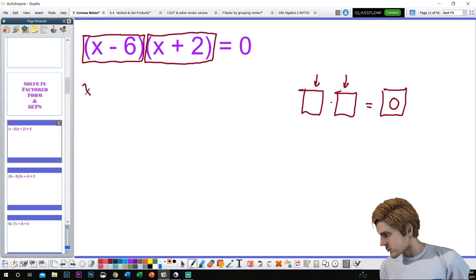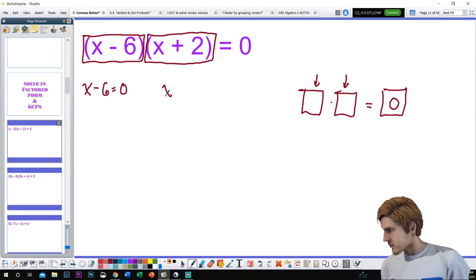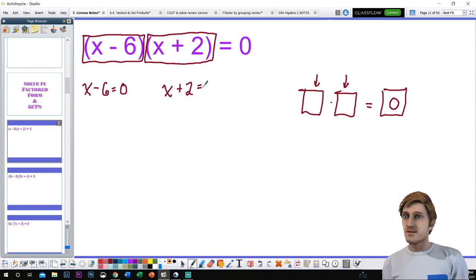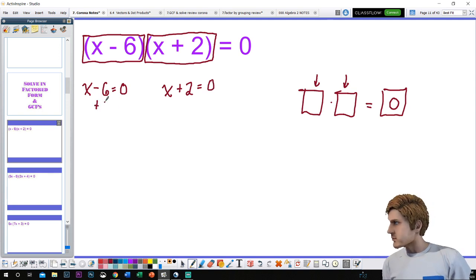So I'm going to set that first set of parentheses equal to 0, and I'm also going to set the second set of parentheses equal to 0, just like that. Then I'm going to solve each of these equations separately. So I'm adding 6 to both sides, and I get x equals 6. Over here I'm going to subtract 2 from each side and get x equals negative 2.